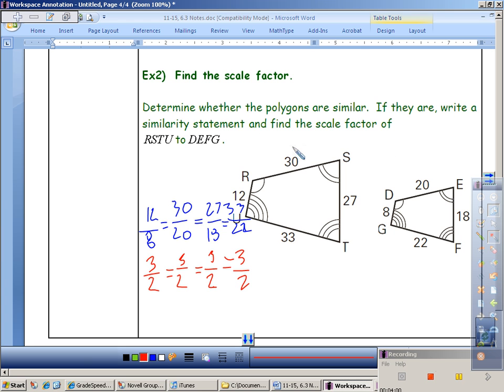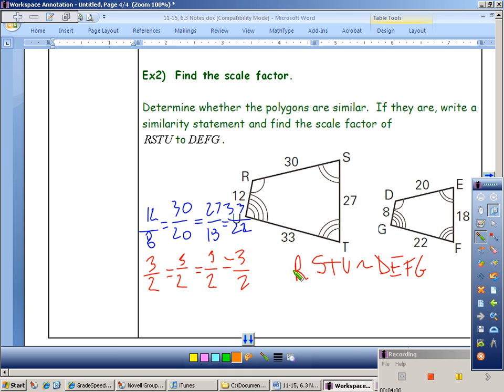So if I'm going to write a similarity statement, I can take the corresponding angles, R, S, T, U, and then write it similar to D, E, F, G. So R, S, T, U is similar to D, E, F, G. And the scale factor here is what I've already found. It's the reduced fraction of the corresponding side lengths, is 3 over 2.